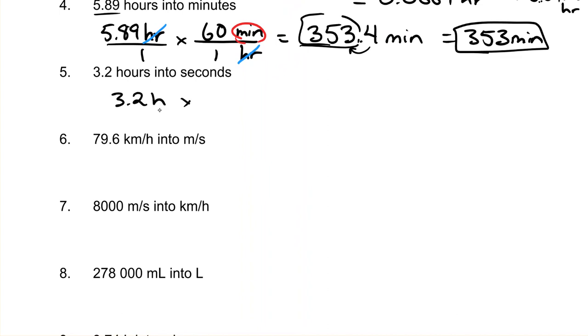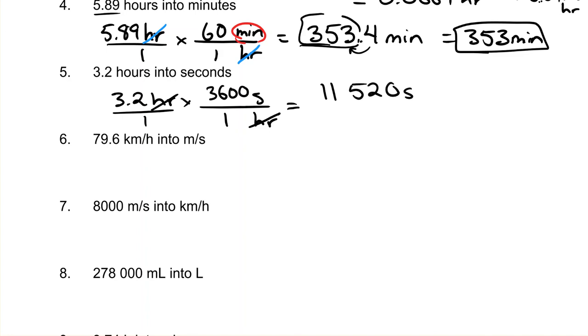3.2 hours. Sometimes I write H, sometimes I write HR. So we want to get rid of hours, turn it into seconds. There's 3,600 seconds in 1 hour. Hours and hours cancel out. 3.2 times 3,600 is 11,520 seconds. And if we round this to 2 significant digits, it doesn't include the decimal, so we got to round this to 1.2. The 5 is going to round the 1 up to the 2. 1.2 times 10 to the 4 seconds.